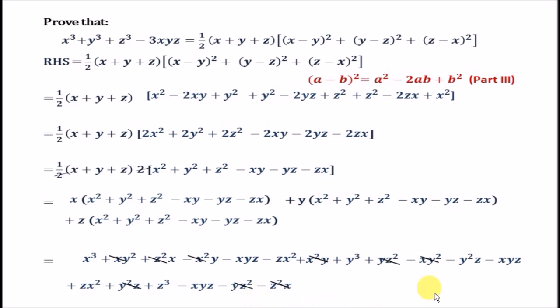Plus y square z minus y square z, plus zx square minus zx square. So we have cancelled all the like terms now. So we are left with x cube, y cube, z cube, and minus xyz minus xyz minus xyz, 3 times. So computing the leftover quantities, we will have x cube plus y cube plus z cube minus 3xyz, which is equal to the left hand side. Hence, we have the proof.